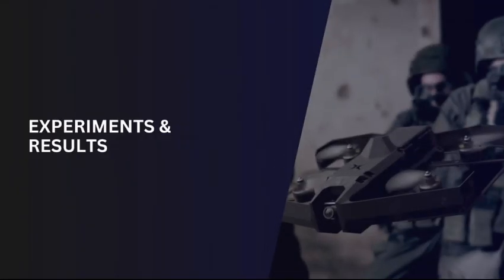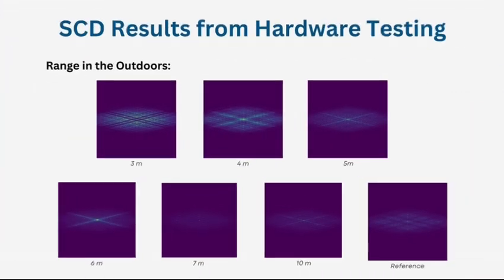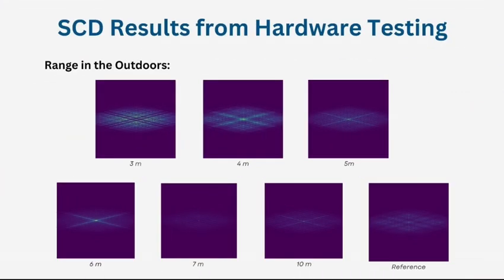Now let us look at the experimental setup and the results we have obtained. One of the main challenges we faced during the project was the unavailability of a dataset. Therefore, we created our own dataset by collecting data in line of sight and non-line of sight in both indoors and outdoors to imitate the densely cluttered environments. Different kinds of drones were placed in a distance ranging between 2 to 5 meters and an angle between plus and minus 90 degrees. These are the spectral correlation density maps we observed in outdoor for varying range.